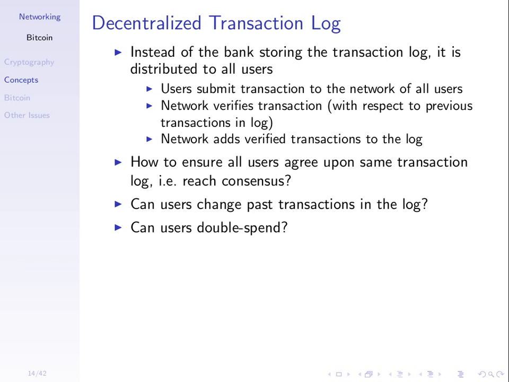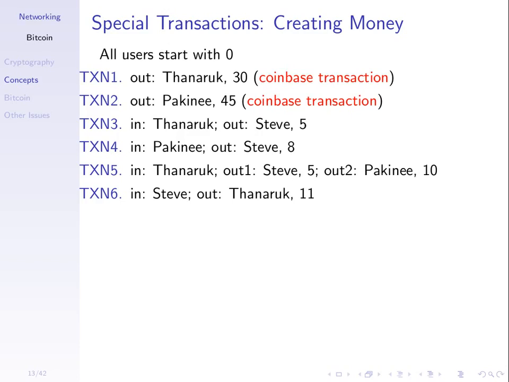with respect to the previous transactions in the log. For example, if everyone knows this and then transaction 7 comes along, Steve pays Tanarak 20, everyone should verify that transaction and find no, it's not allowed because Steve doesn't have 20. But if transaction 7 is Steve pays Tanarak 5, then it should be allowed because he has more than 5 in his account.